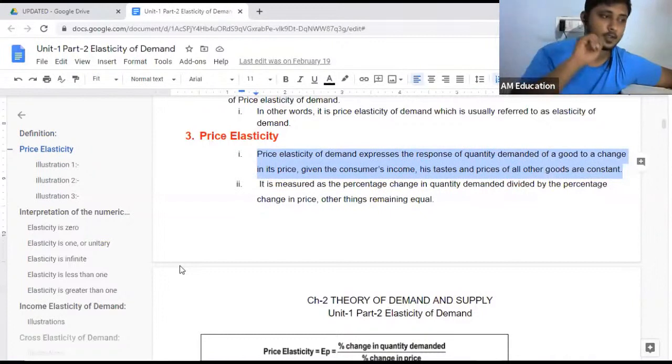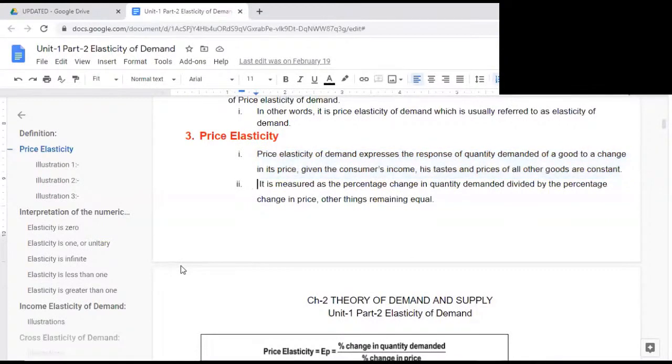Just a moment. What did he say? The response of the quantity demanded of a good. That means the quantity demanded of a good is changing. So how does the quantity demanded respond to a change in the price, given all the other things, that means his income, his tastes and preferences, and all the other influences on demand are constant? So when you talk about price elasticity of demand, you're saying that due to the change in price, there is this much change in demand. Continue.